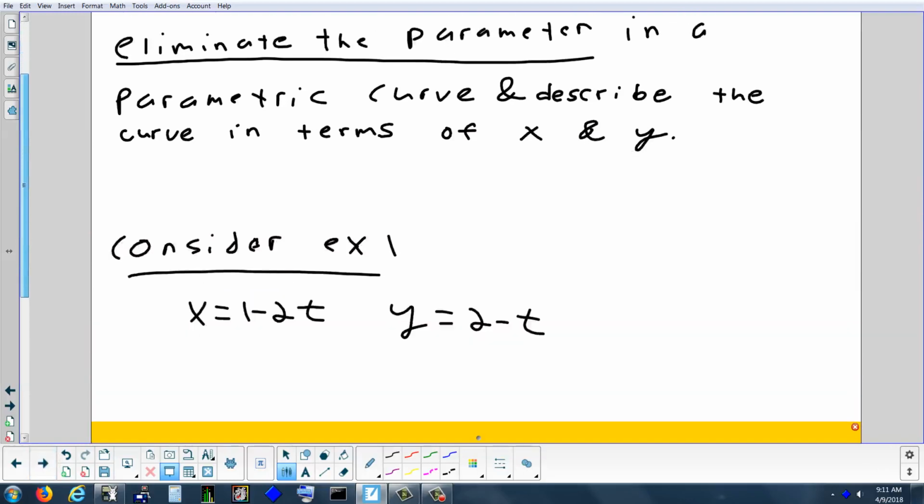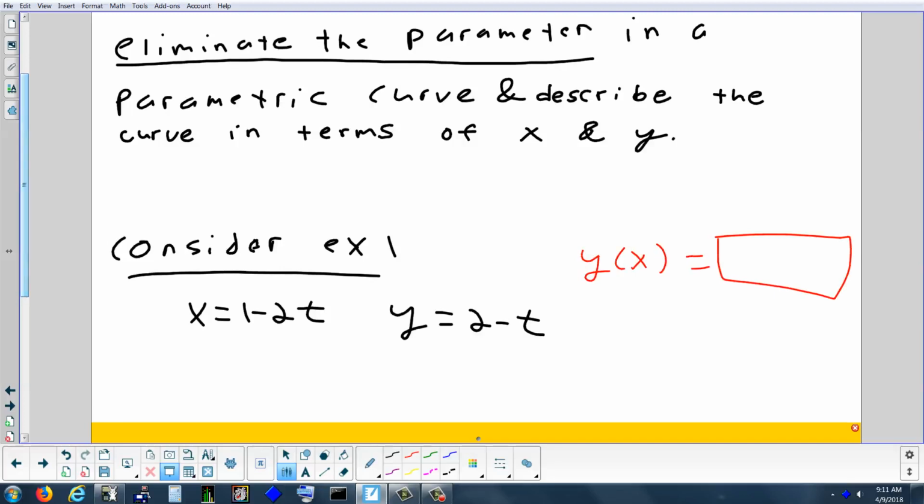Okay, so let's take our example. And when I'm done, my goal is to have something like this. I want y with x as the variable. I don't want an x with a t as the variable, and I don't want a separate y with t as the variable. I want to merge those together so I have a y with x as the variable. So if you look at the second equation, it's kind of what we want. It has y, but it doesn't have x as the variable. It has a t.